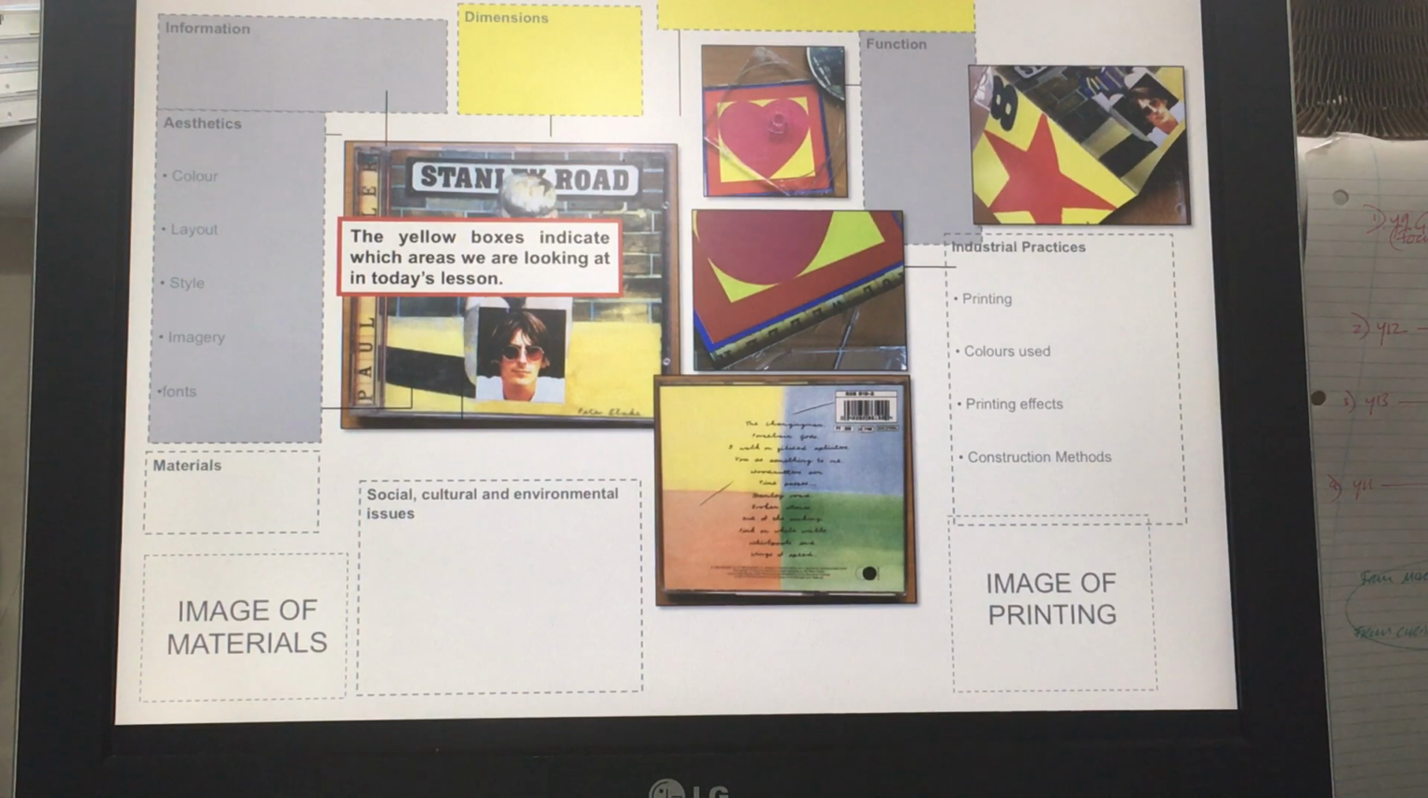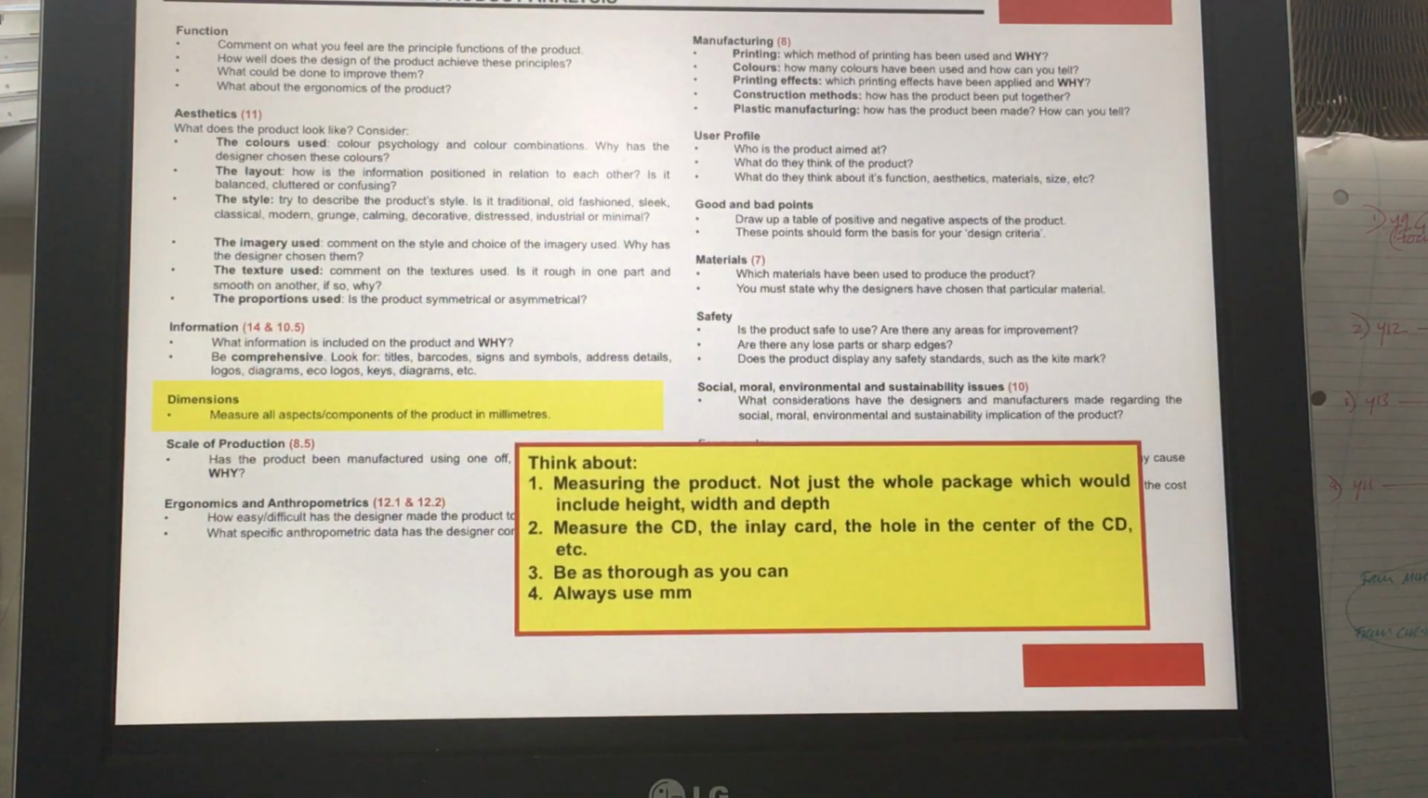Then we've got dimensions, I think is next. So try and measure, particularly the CD, the internal hole of the CD. You can measure the overall jewel case. You can measure the internal booklet as well. All of these things you might need when you come to yours. Always try and use millimeters as well.